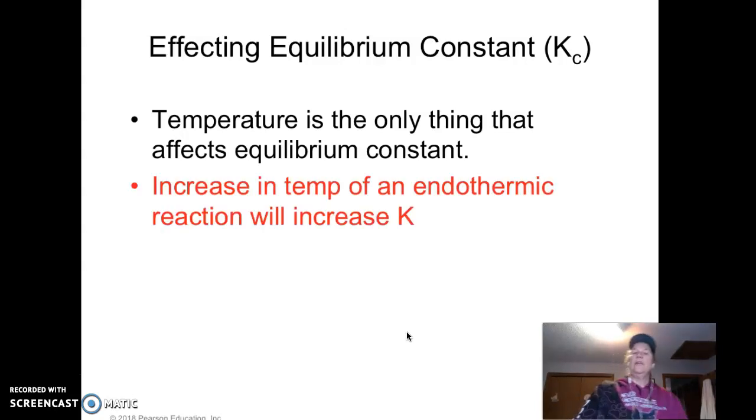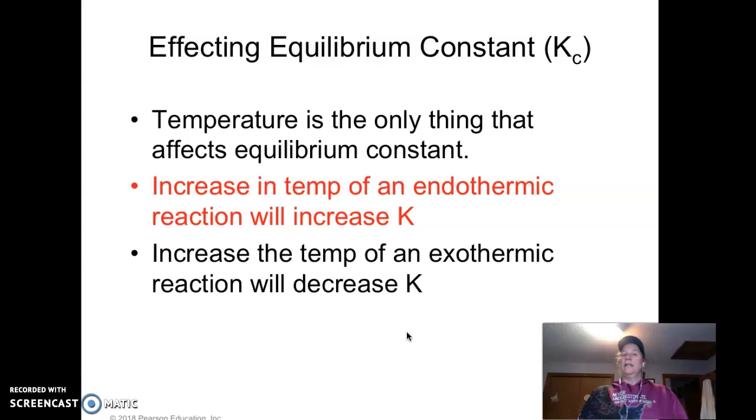Okay? If you increase the temperature of an endothermic reaction, then you're going to increase your equilibrium constant, okay? If you increase the temperature of an exothermic reaction, you're going to decrease your equilibrium constant. So the one thing that affects the actual equilibrium constant, because the other ones, you're just changing when it happens, is temperature.